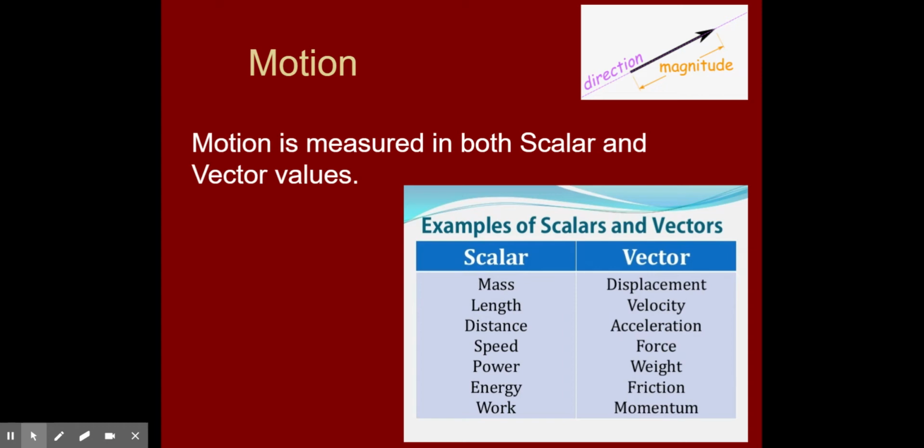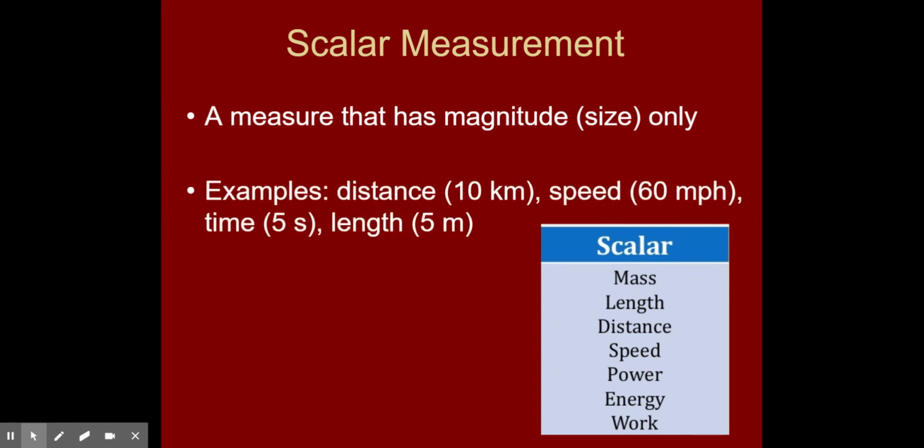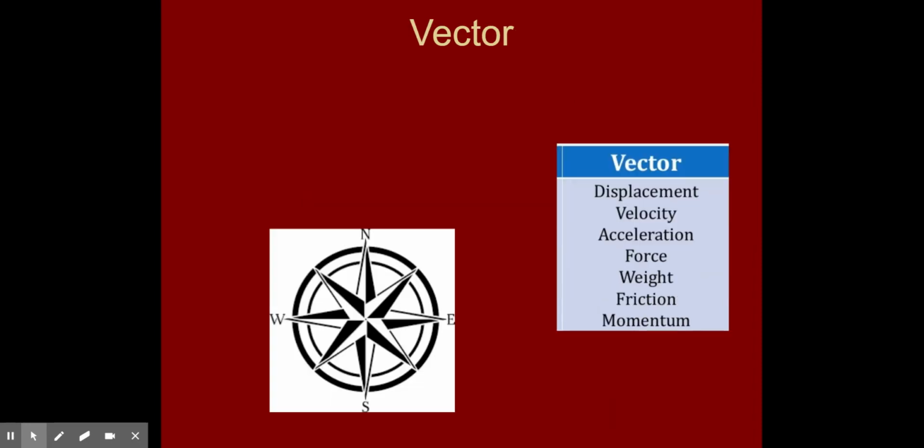Scalar units have just magnitude or size, and vector units have both magnitude or size and direction. Again, a measurement that has only magnitude is a scalar measurement. Examples of scalar measurements are distance, speed, time, length, power, energy, work. There's a couple of others there. And distance, which we'll talk about today, is a scalar measurement.